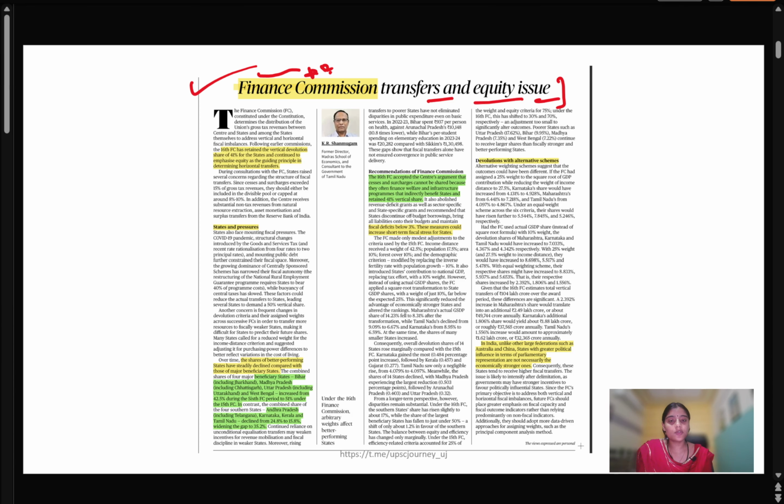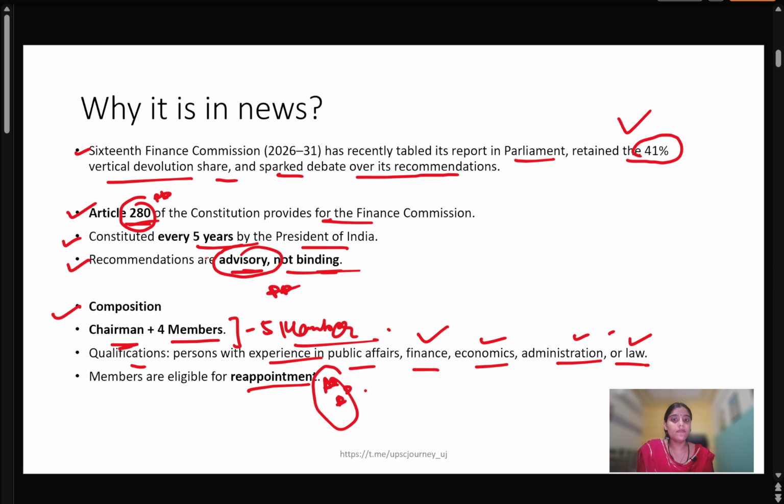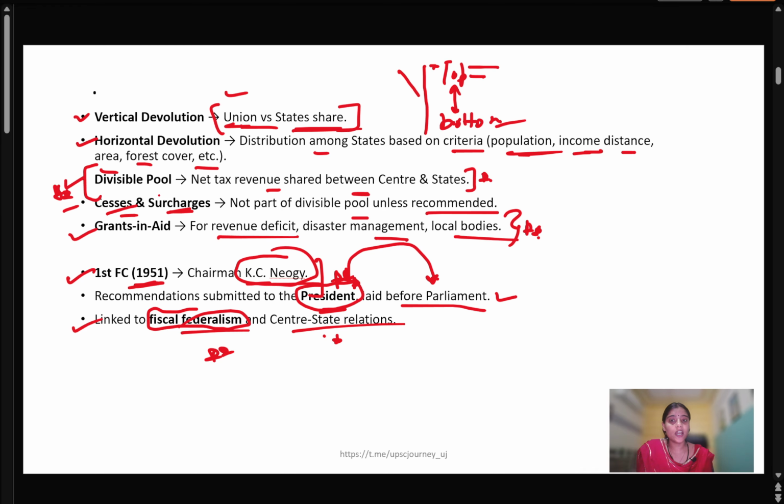So this is about the Finance Commission. Very important points: Article 280, constituted every 5 years, advisory, not binding in nature. There will be 5 members: a chairman and 4 other members, possible for reappointment. After that, you have to remember vertical devolution: the share is distributed between union and state, and in horizontal devolution, the distribution among the states is on the basis of criteria of population, income, distance, and forest area. The first Finance Commission chairman was KC Neogy. The recommendation is submitted to the President, and then this recommendation is laid before Parliament.